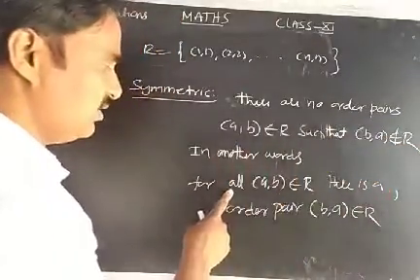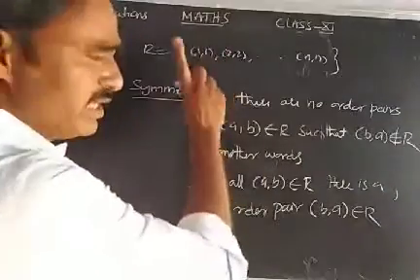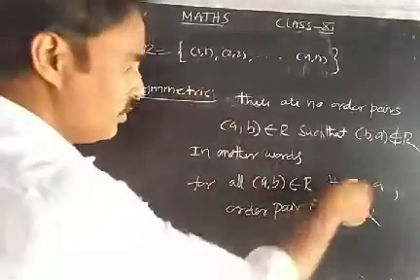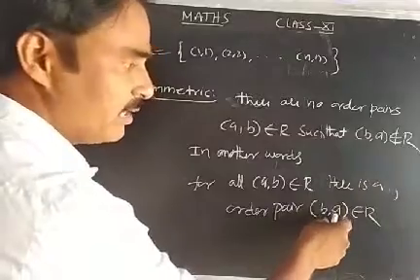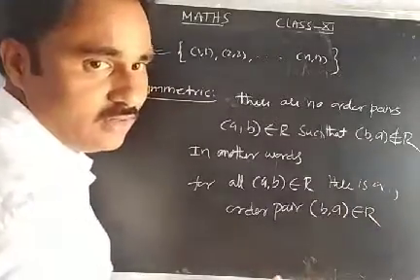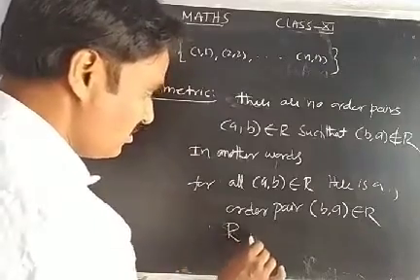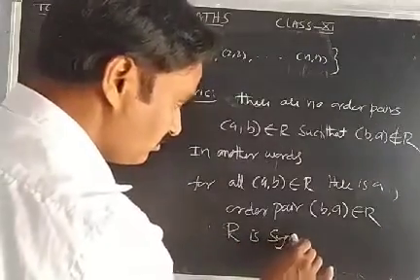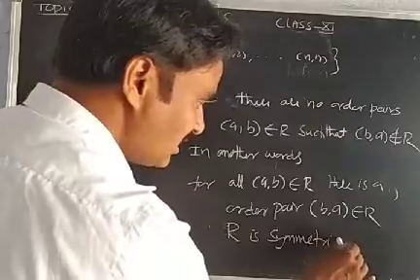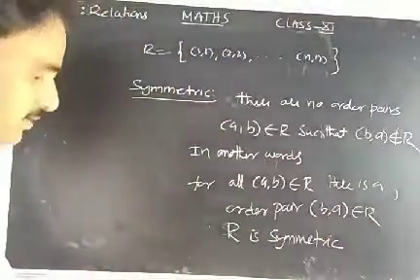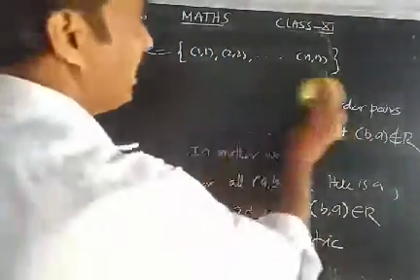Or you can write this one also. For all (a, b), if you take any type of ordered pair and interchange, the other ordered pair you get belongs to R. So therefore you can write R is symmetric. Okay, right.